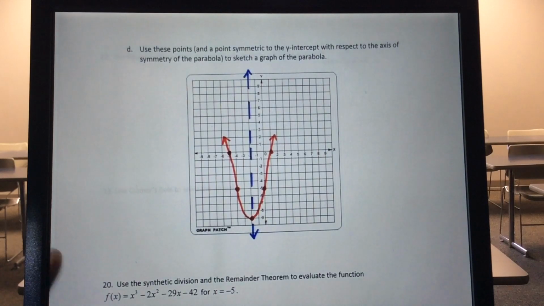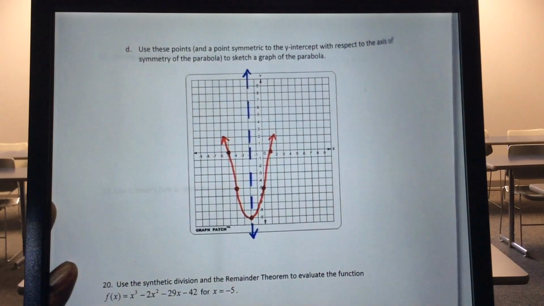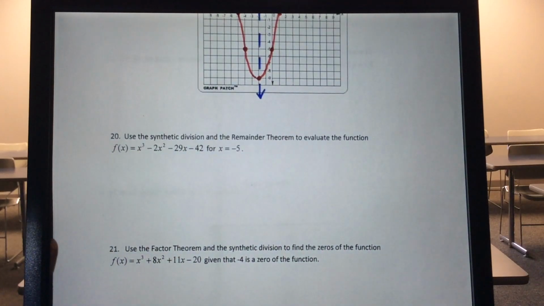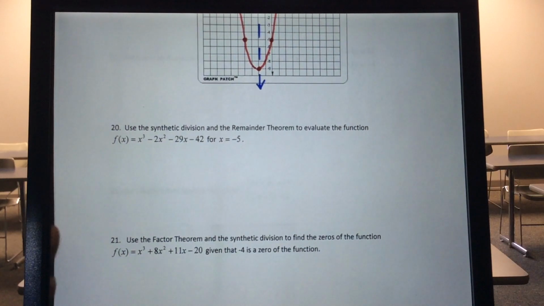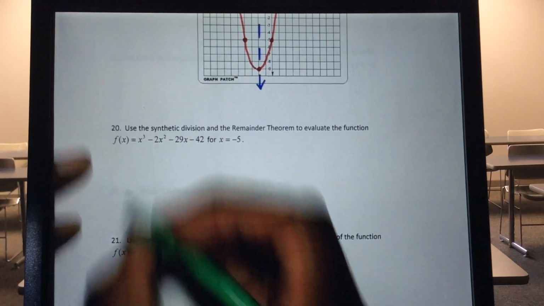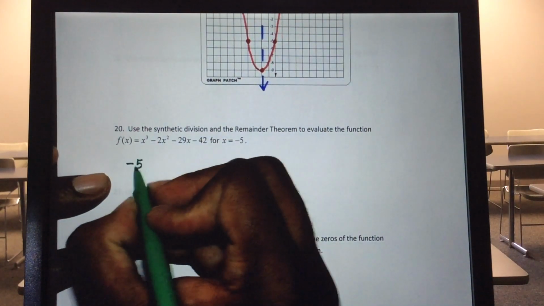All right, problem number 20. Here you're going to use synthetic division and the remainder theorem to evaluate the function f of x equal to x cubed minus 2x squared minus 29x minus 42 for x equal negative 5. In this case here, that x equal negative 5, when we use synthetic division, will represent the divisor.